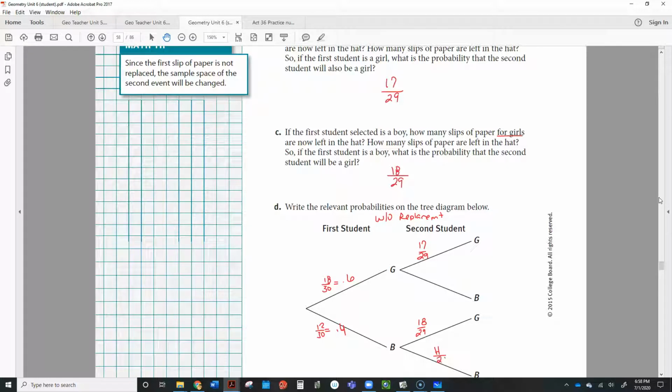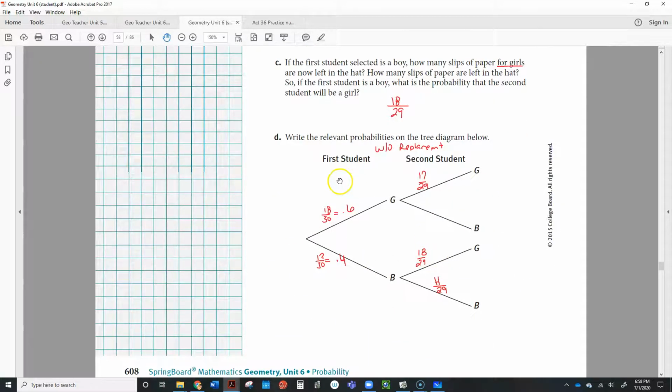11 out of 29. And yes, I know that looks like an H. So this is what they wanted us to do, write the relevant probabilities on the tree diagram. You need to keep in mind how you build this, because you're going to have to build one in just a minute on a check your understanding.